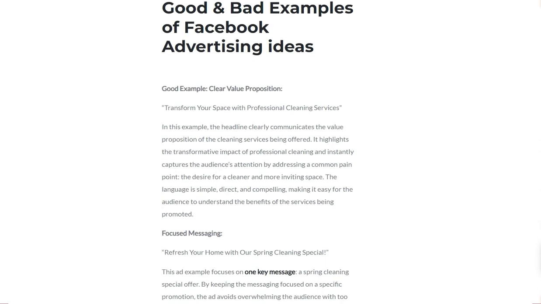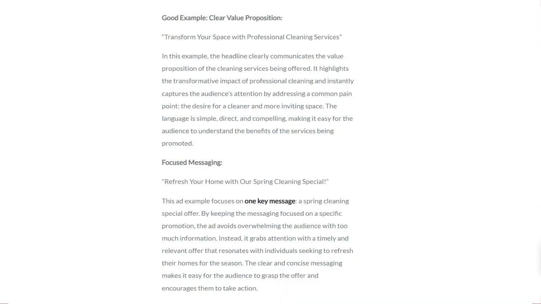So what are some good and bad examples of using clarity with Facebook ads? Here's a good example of a clear value proposition. Transform your space with our professional cleaning service. I know at first you think, well, what's the big deal? Well, transformation, transformative, these are very descriptive, very powerful words, and that is what people want to do with their space. They want to transform it. It's probably a mess. They want to make it not a mess.